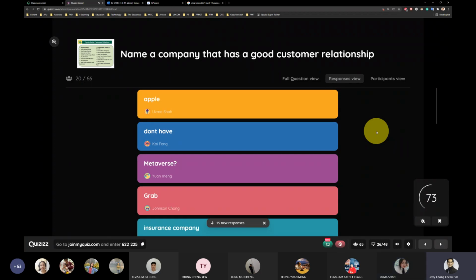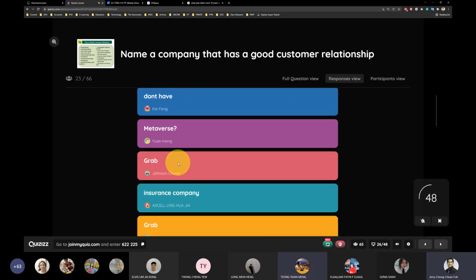Okay. All right. Interestingly, so that is one interaction that Uzma's mom has had with Apple. Kai Fong is very straightforward to say don't have. OMG. Are all the businesses that bad? Yuan Ming is saying Metaverse. Have you already used Metaverse for you to say that they have a good customer relationship? Yuan Ming, what do you mean?